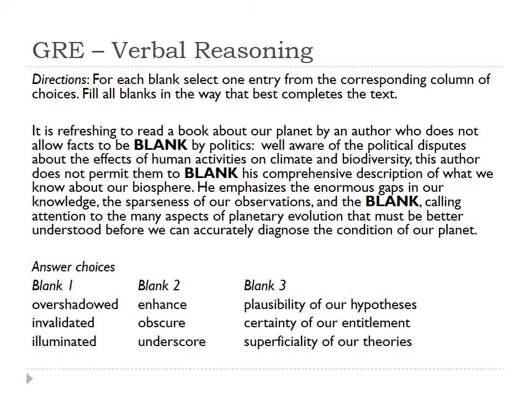So blank one is overshadowed. Blank two, obscure. And blank three for the money is certainty of our entitlement. I'm just kidding. It's superficiality of our theories. So you'd have to get all three of these correct in order to get credit, okay?